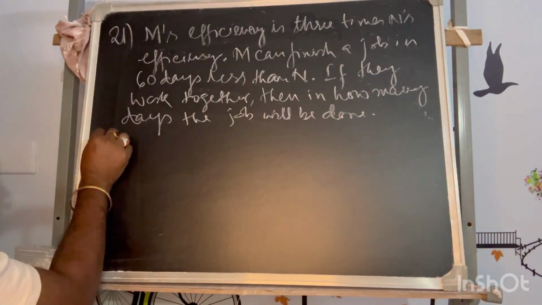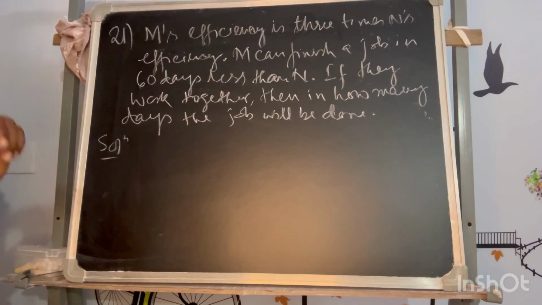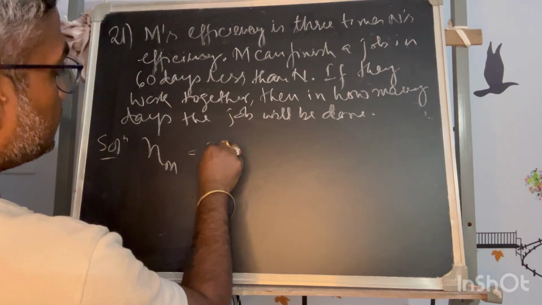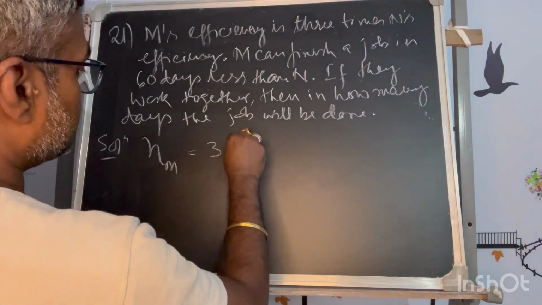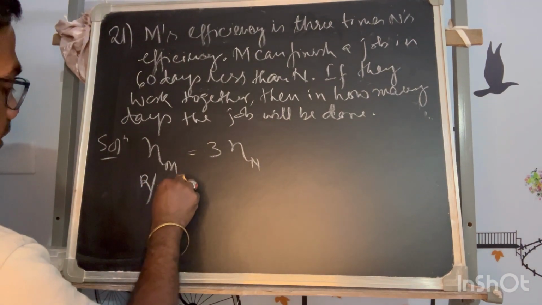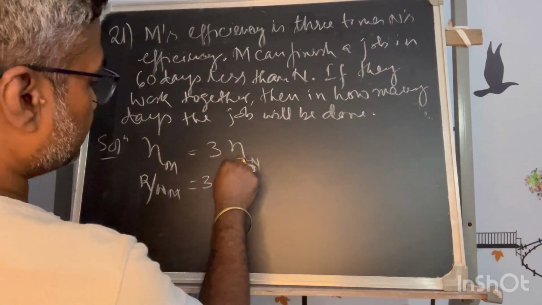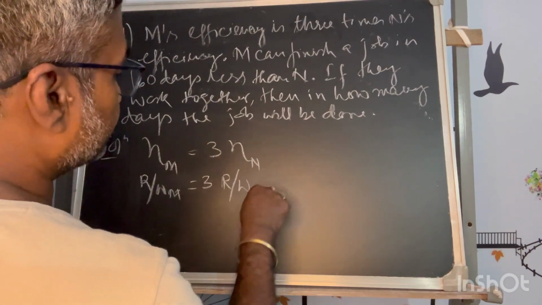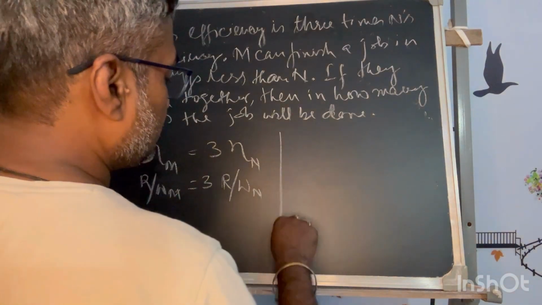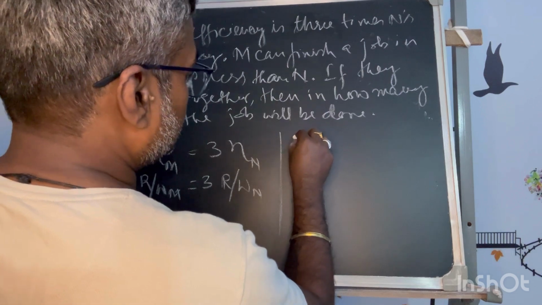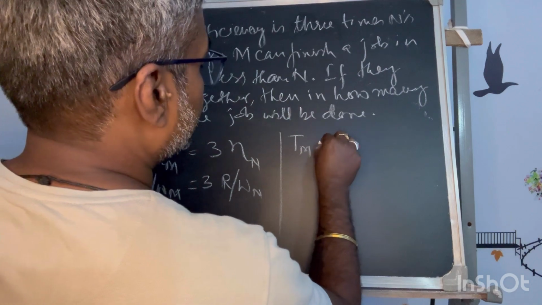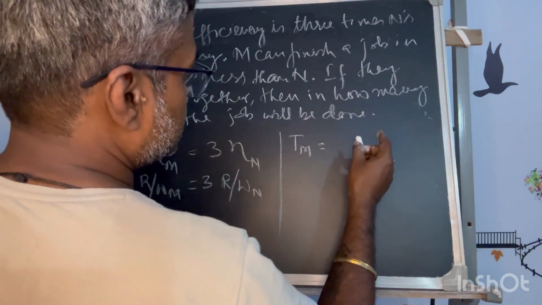Okay, let's start. M's efficiency is 3 times N's efficiency. It is a direct relation being given. This is efficiency, that means the rate of work of M is equal to 3 times the rate of work of N. M can finish a job in 60 days less than N, so the time taken for M to do one job is 60 days less than N.